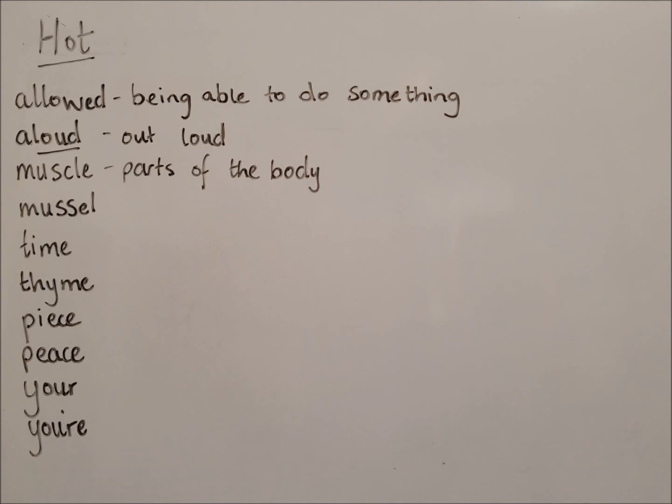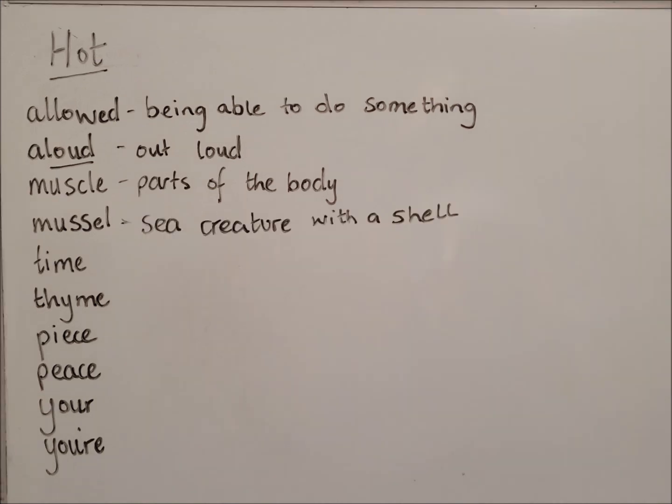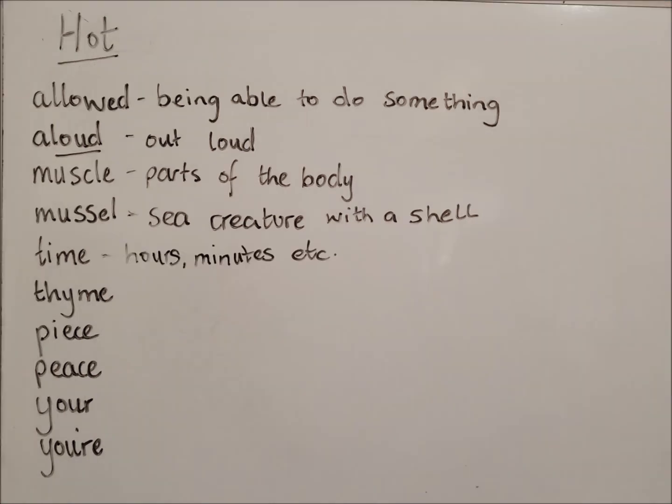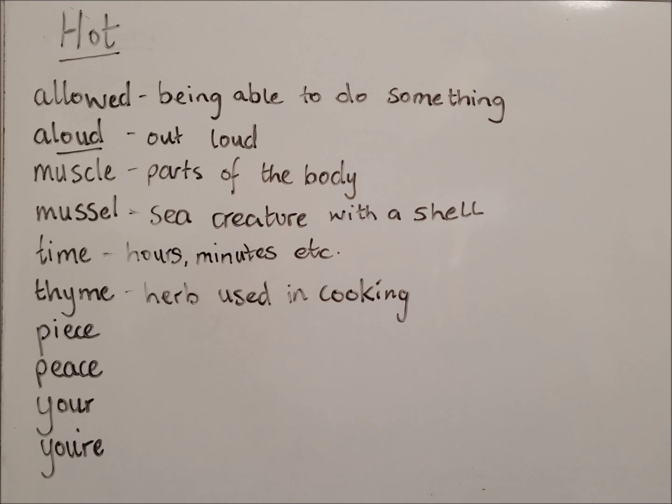The second set of homophones, we've got muscle and mussel. The first muscle there is parts of the body, and the second mussel is a sea creature that has a shell. So we're probably using the first one more often, unless obviously we're talking about eating and foods and sea creatures and things. The next pair of homophones, we've got time and thyme. The first one is obviously hours, minutes, years, that sort of thing. And the second thyme is a herb that is used in cooking, so you might even have some thyme in the house, or you've maybe used it before or had it in your food before.